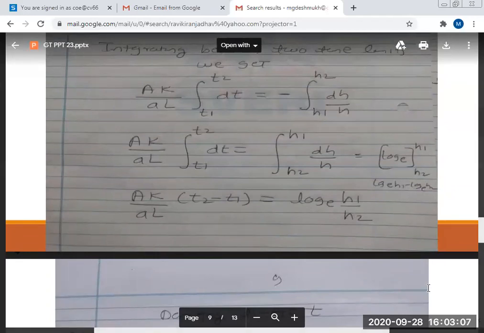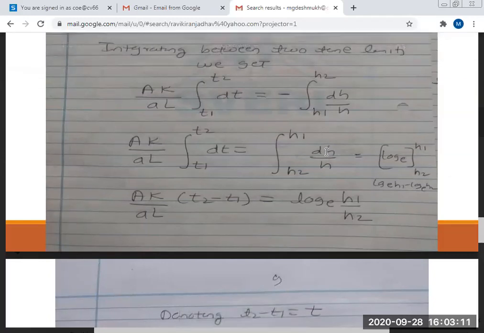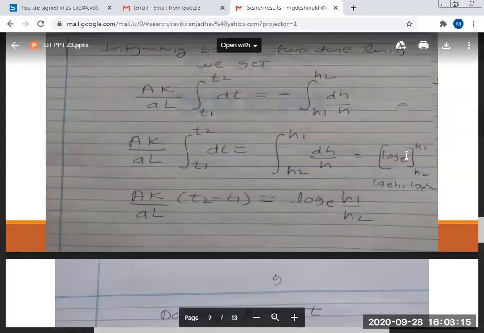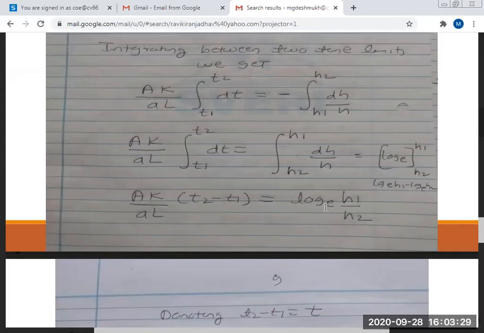So now integrating 1 by h, integration of 1 by h dh is log h. So log h with limits h2 to h1, and this can be written as log h1 minus log h2, which can be written as log h1 by h2. Remember here base is exponential, base e is there.